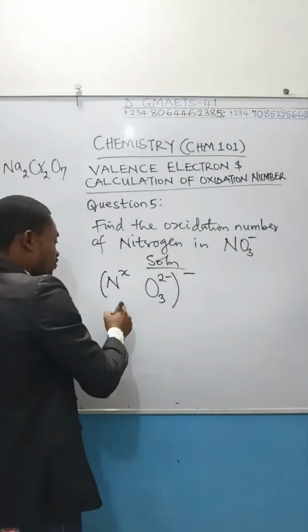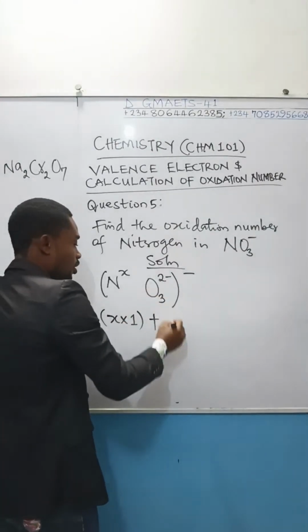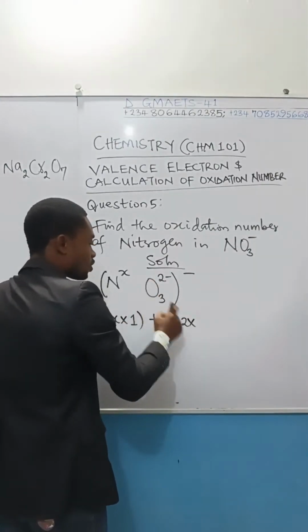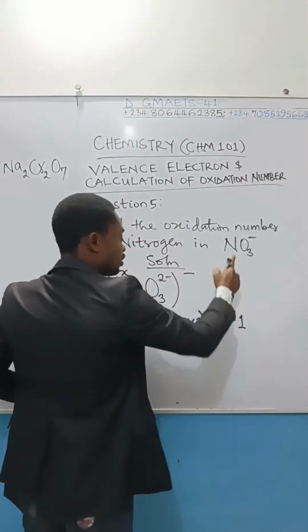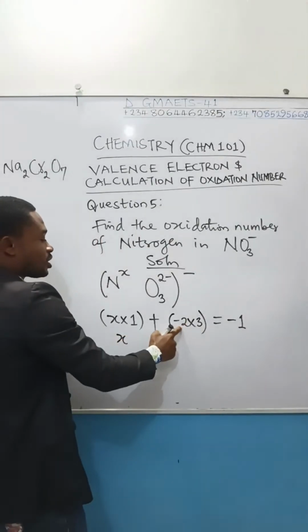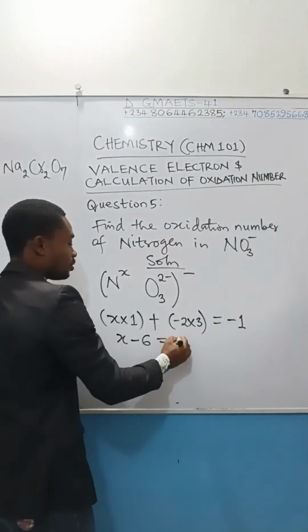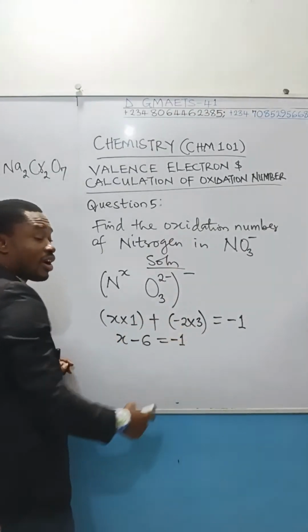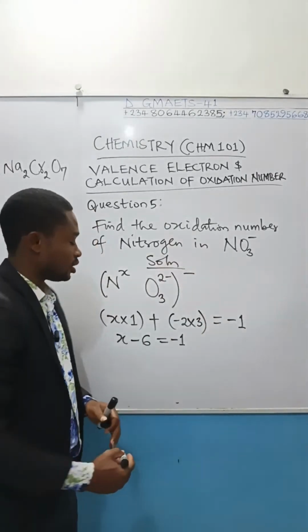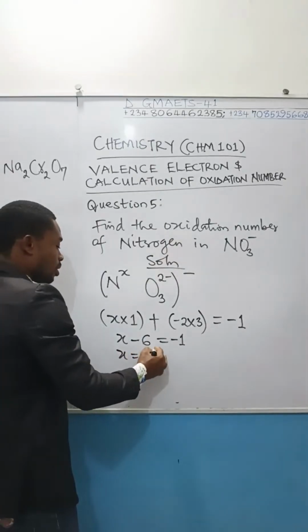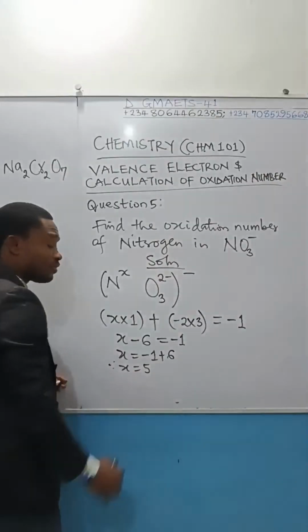From here, we apply our formula. This is going to be X times 1. The atomicity of nitrogen here is 1. Then we have minus 2, the valency of oxygen, times its atomicity 3, equates to minus 1, the ionic charge of that ion. This becomes X minus 6 equal to minus 1. Then collect like terms. The minus 6, we cross. As a pure number, it's going to meet minus 1 on the right-hand side, so that your X will be equal to minus 1 plus 6. Therefore, X is equal to plus 5.